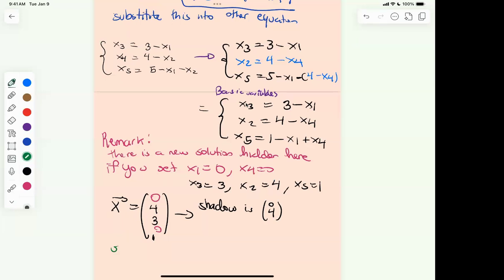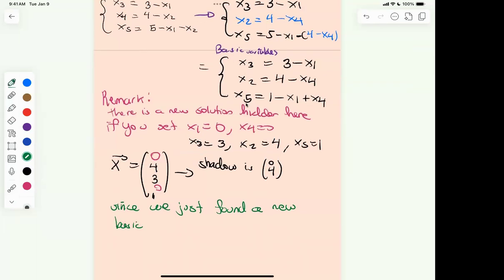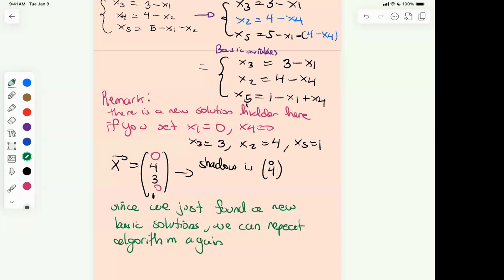Since we just found a new basic solution, we can reiterate, or just repeat the steps. You go back to step one and cycle through the steps again. We can repeat the algorithm again. Literally that's what I'm about to do, because I'm not going to write the steps again, just to emphasize that we are just going to repeat them.